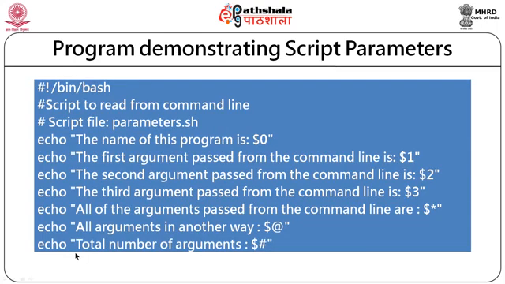Let us see a program which uses positional parameters. The first 3 lines are comments. Echo the name of this program. So, $0 will contain the program name that we passed at the command line, and when this statement is executed, it will display the name of the program. The next statement will display the first argument apart from the program name, then the second argument that was passed, the third argument and so on. So, this is how we can display up to 9 different arguments.